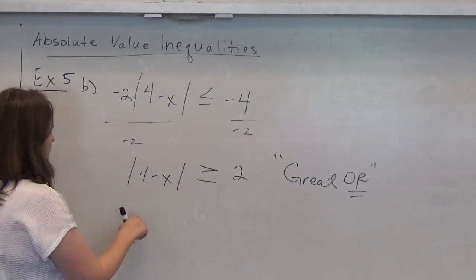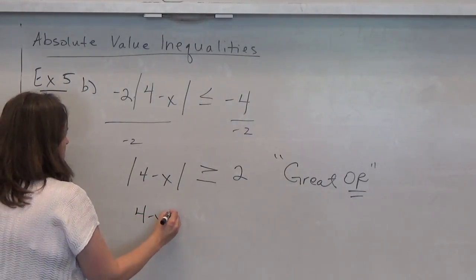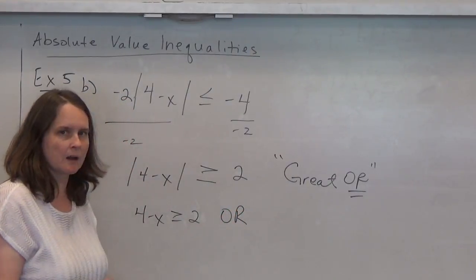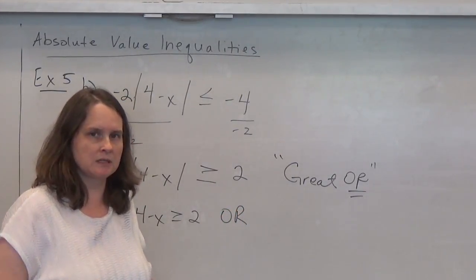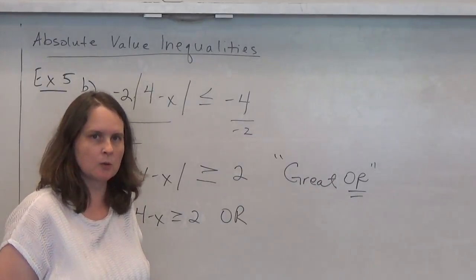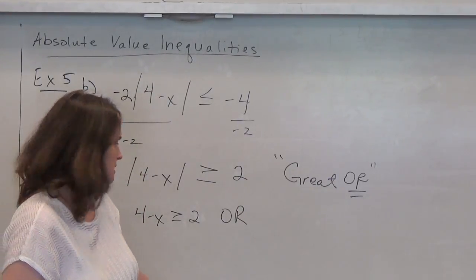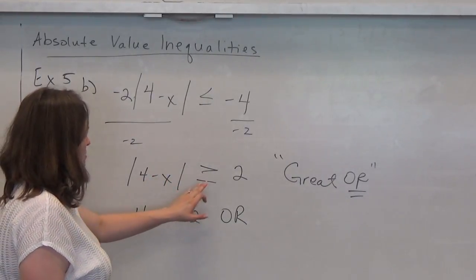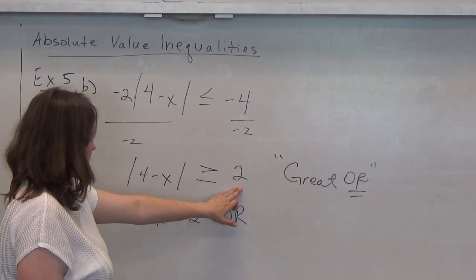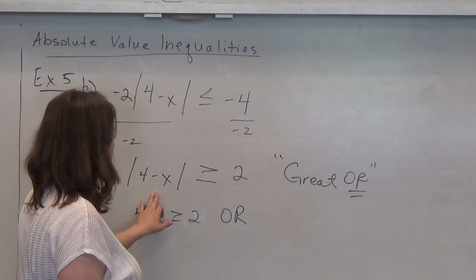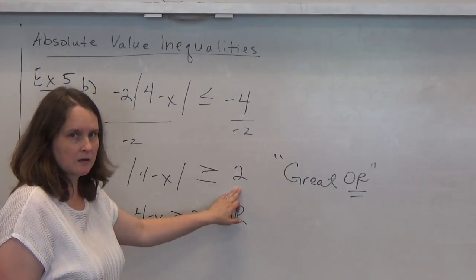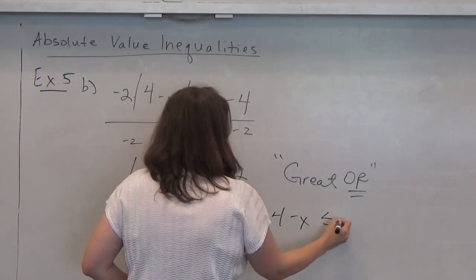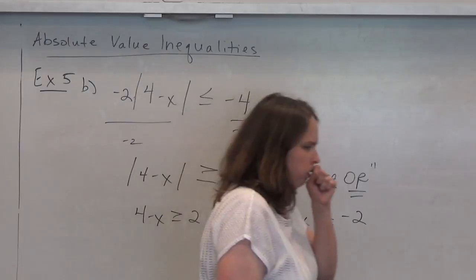inequalities. We're going to do 4 minus x greater than or equal to 2, or, and again, go back to the rule at the bottom of the last page where we were discussing absolute value inequalities. That's where the rule is. It says that you're going to do the inside of the absolute value greater than or equal to the number that you have here, or the inside needs to be less than or equal to the opposite of your constant. So 4 minus x less than or equal to negative 2.